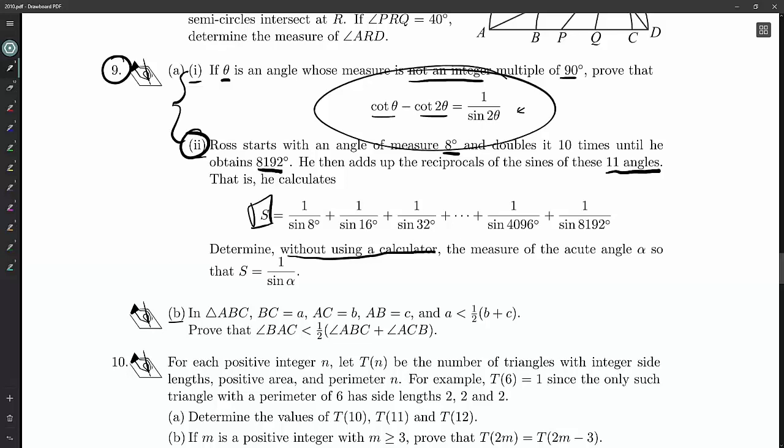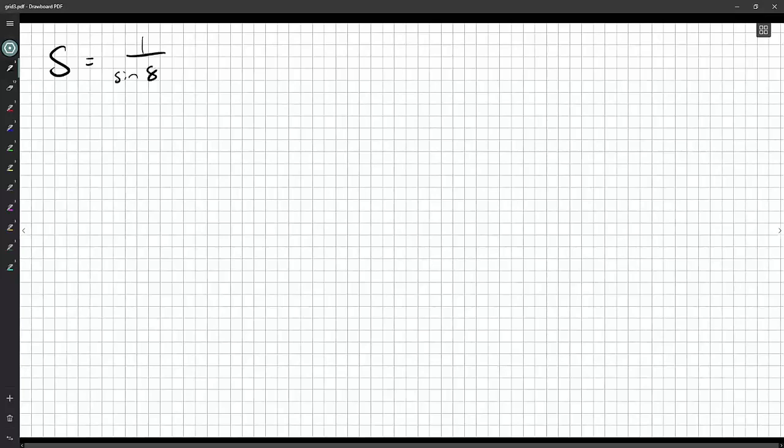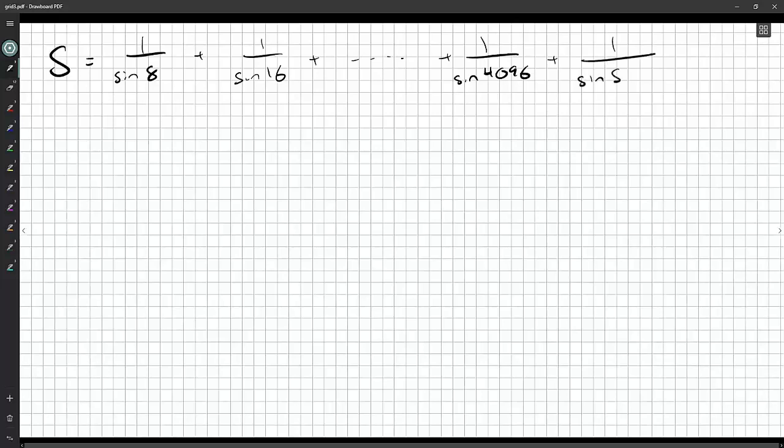Now, sine 8 degrees would be sine 2 times 4 degrees. So let's say S is 1 over sine 8 plus 1 over sine 16. I'm going to drop the degrees. I mean, you should probably write them all in, but 4096, and I'm not going to write all the terms out unless I really think I need to, but I think I see where they're trying to go with this.